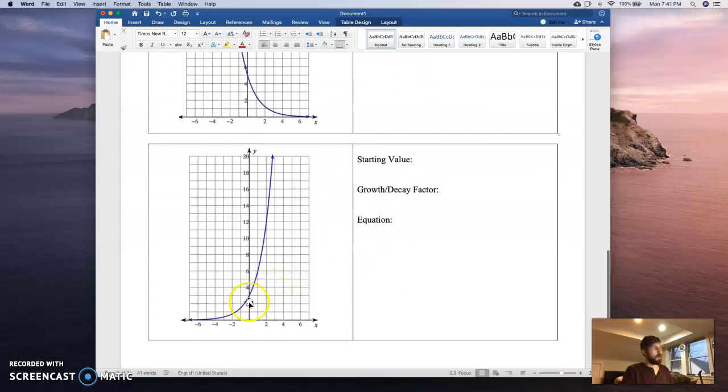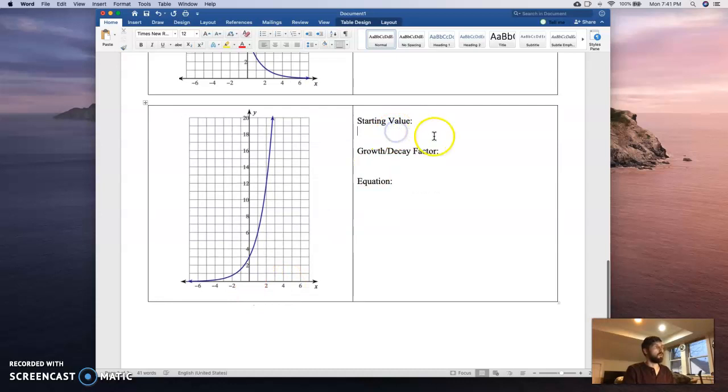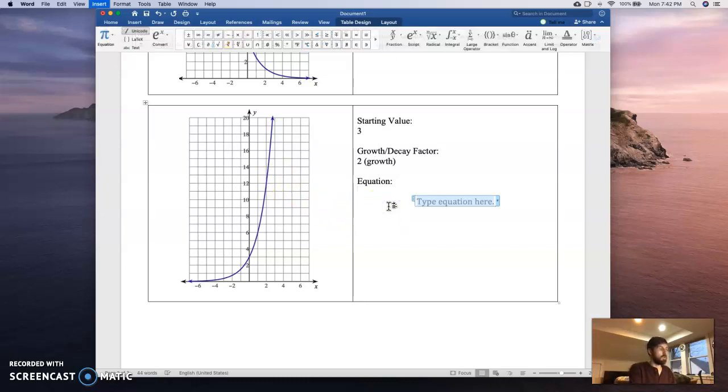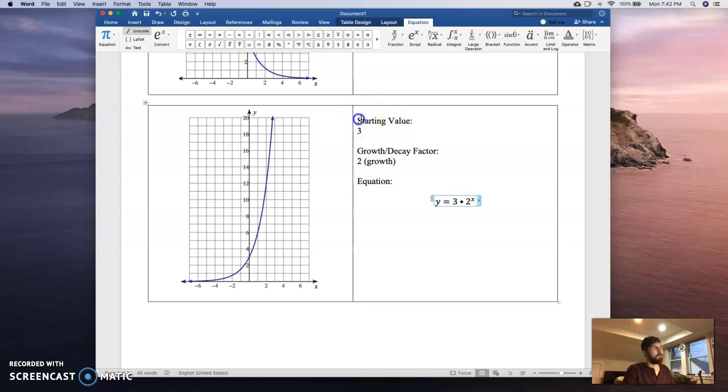Now let's do another example, another growth example. This one starts at 3. For the growth or decay factor, remember, it's always what do we get when we move over just 1 unit. The next unit over is at 6, and then the next unit over is at 12. So we're multiplying by 2. That is growth. That means my equation is y equals 3 times 2 to the x. Done, and that's it.